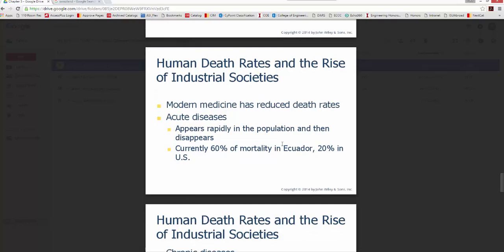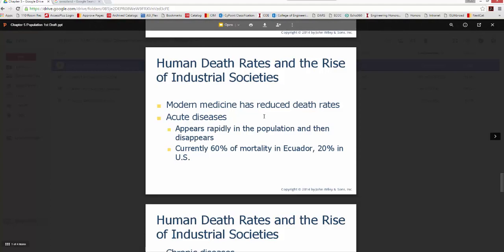Some of the reasons why we've reduced death rates, we've talked about just briefly: modern medicine, better sanitation, access to better foods, an increase in agricultural yields. We talk about acute diseases and chronic diseases.